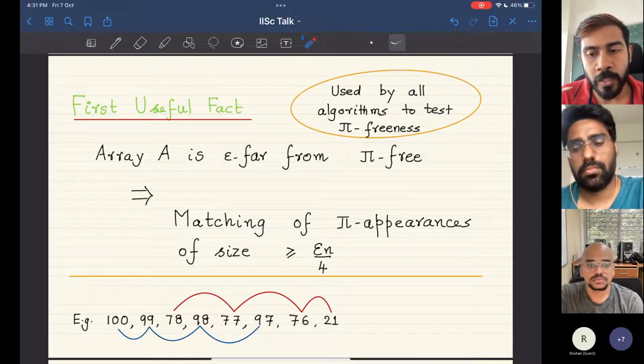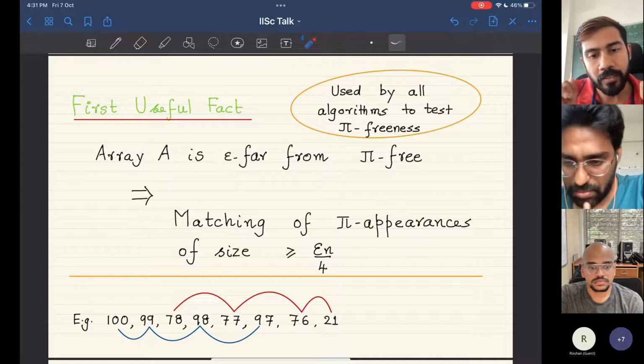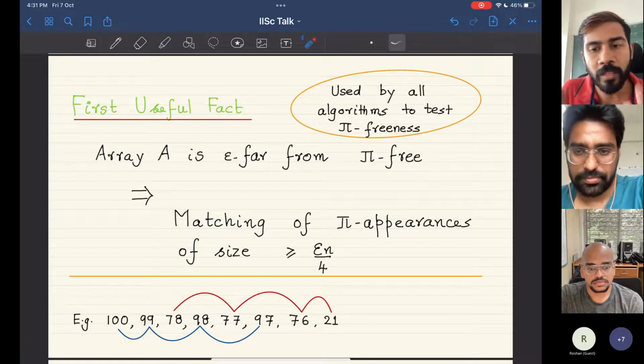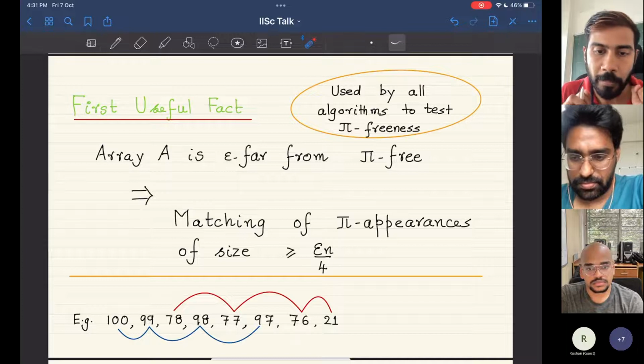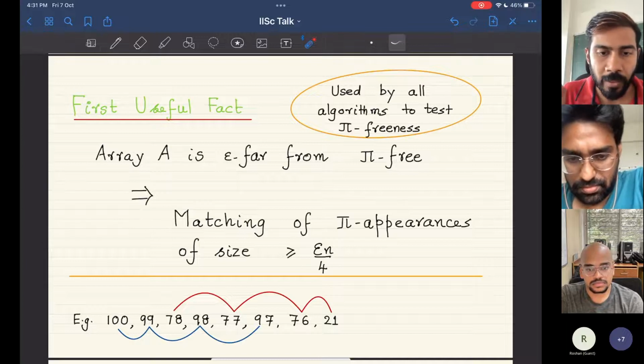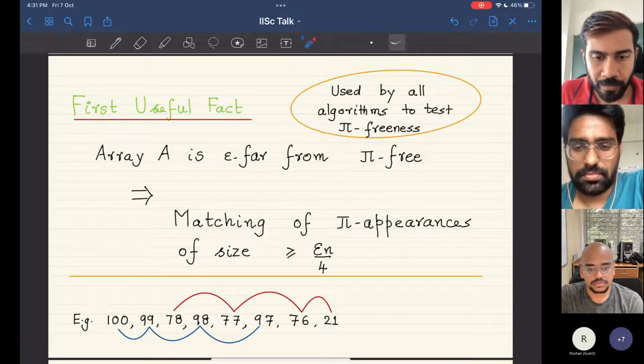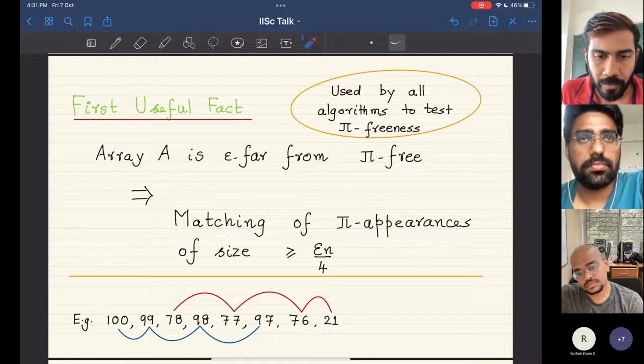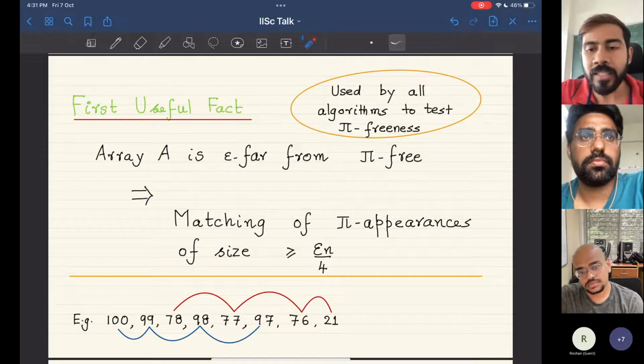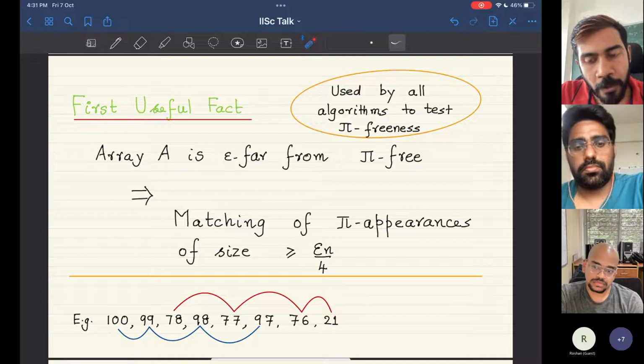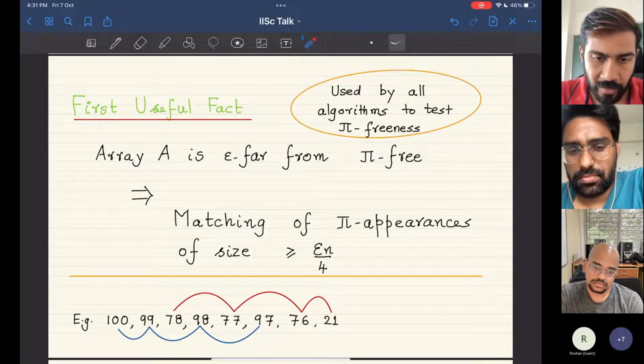Now our tester will try to find at least one among these pi appearances somehow. This is our goal. We are guaranteed that there are so many of them. Let's try to find at least one.